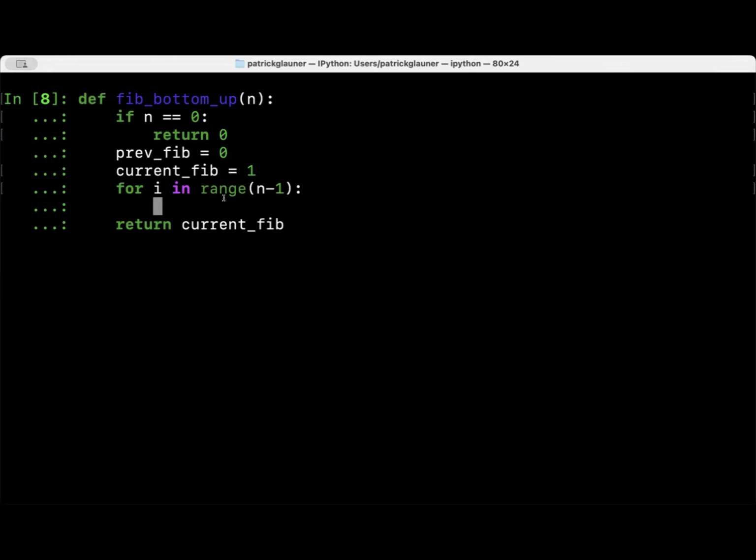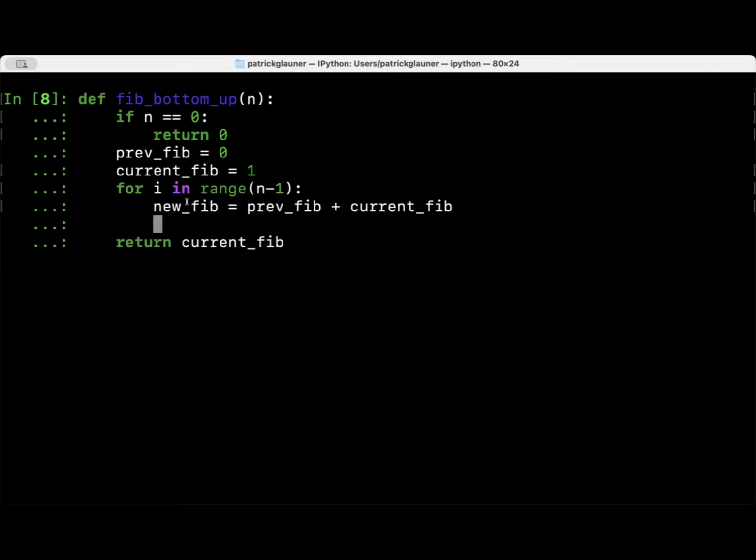Otherwise, I would add them one time too often together, and then I would have the wrong Fibonacci number. And I can now calculate my new Fibonacci number, which is the previous Fibonacci number plus the current Fibonacci number. But I may not be done here yet, as there could be more iterations. So I just need to shift all these values once. My previous Fibonacci number will be overwritten with the current Fibonacci number, because that's now the previous one. And the current Fibonacci number is the new Fibonacci number I have just calculated.